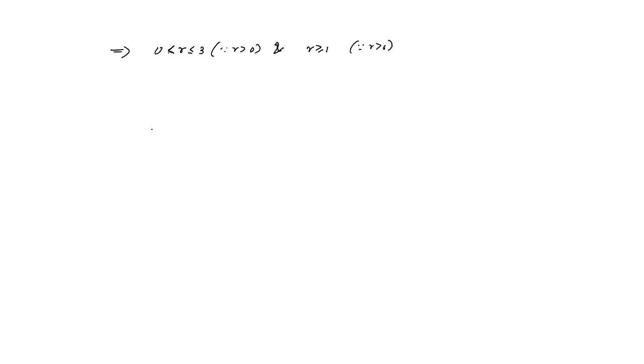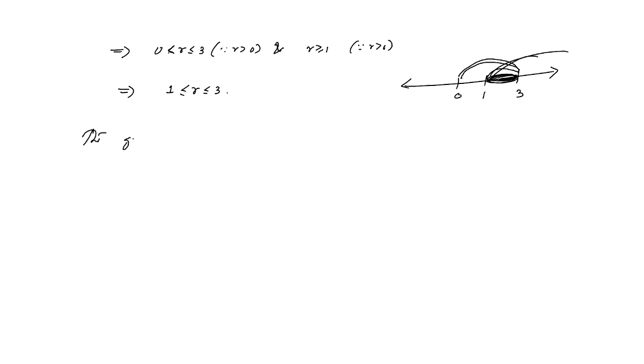So obviously if we combine these two, because if we think about the real line, this is 0, this is 1, this is 3. So in one case it is saying r belongs to this, in the other case it is saying r greater than or equal to 1. So this is the common portion. So obviously 1 less than or equal to r less than or equal to 3. So here we can conclude the greatest value of r, that is mod z.